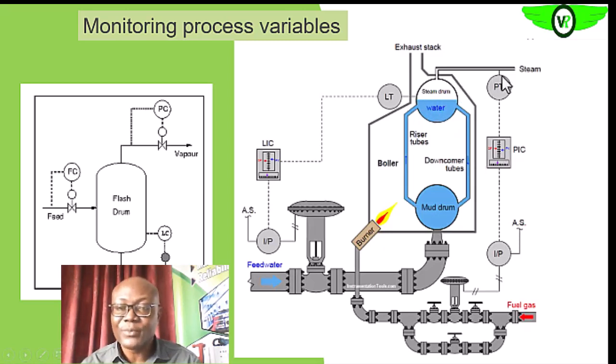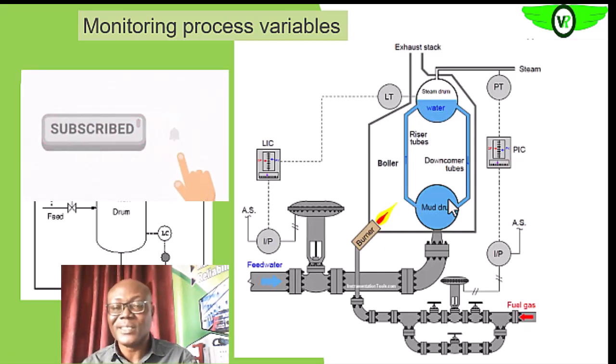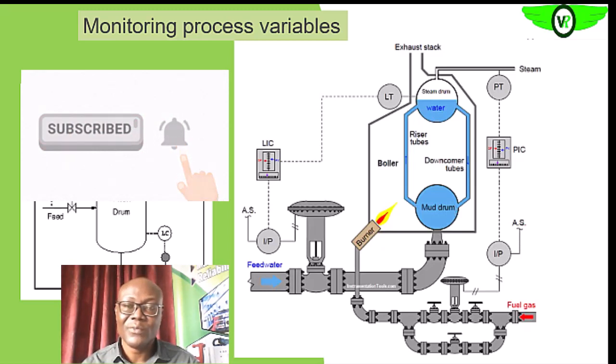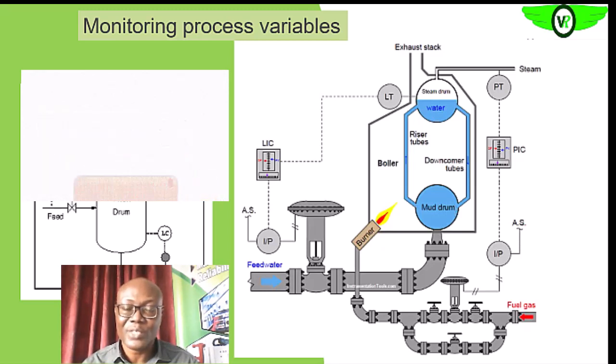So you see that at different points, different process parameters are important to us. So we need to monitor them, control them, so as to get the desired result from the processes.